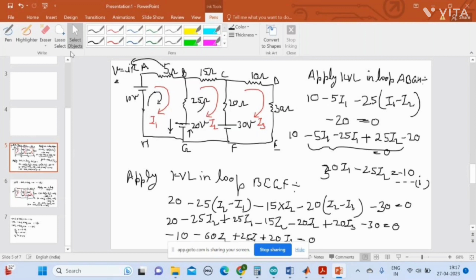Now, if they ask the potential drop across 25 ohm, you can see the current across 25 ohm is I1 minus I2. You can calculate the current by subtracting I2 from I1. So how can you calculate the potential drop? 25 into I1 minus I2. Here I1 comes out to be 0.54 and I2 is 0.25, so 25 into 0.54 minus 0.25. This is the potential drop across 25 ohm.